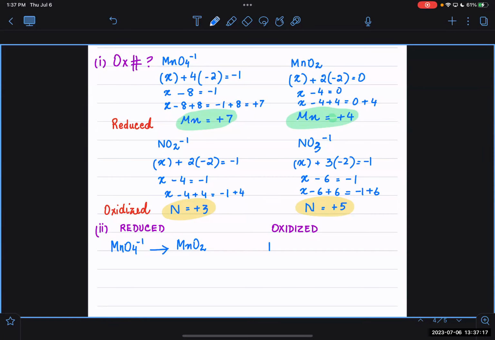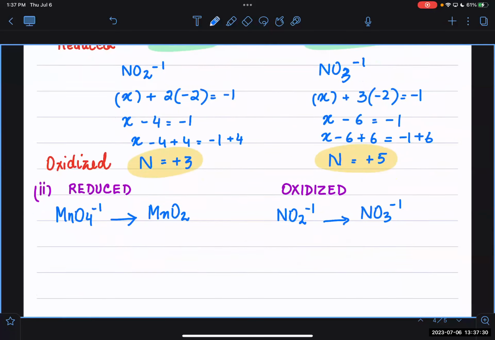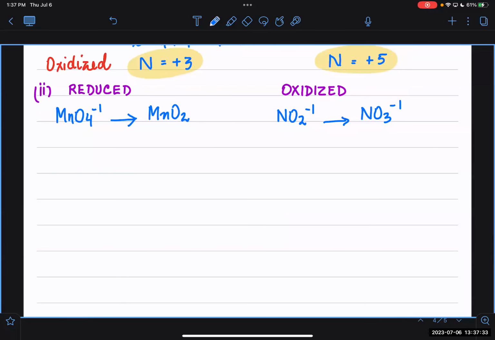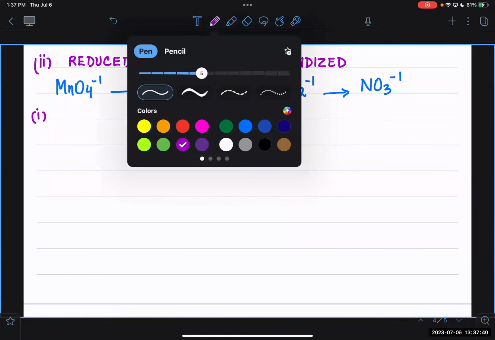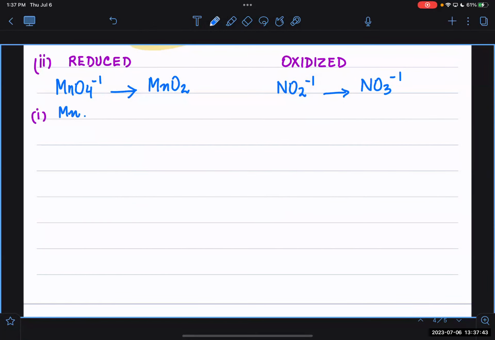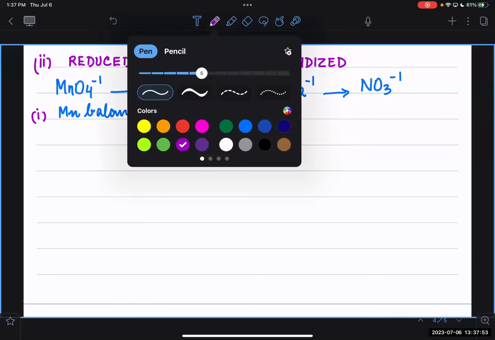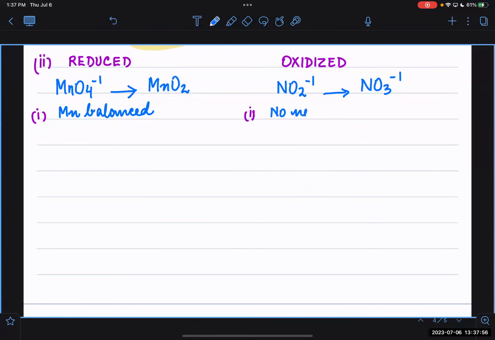Nitrite, NO2, less oxygens, going to nitrate, more oxygens. So oxidation. Clear? Just by looking at that also you can tell. All right, guys? Now, once you break this up, what are you going to do next? Balance the metals first. So that's the first step. Here we have 1 manganese and 1 manganese on both the sides. So manganese is balanced. For the second one, there is no metal, so leave it as it is. Nothing is changing.